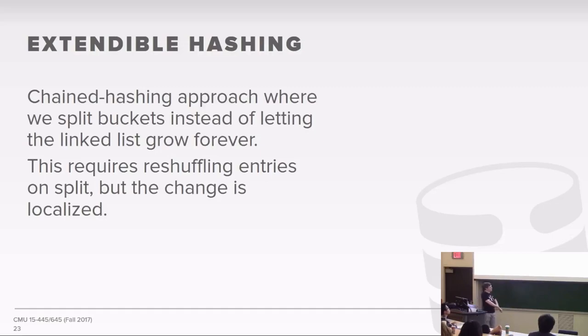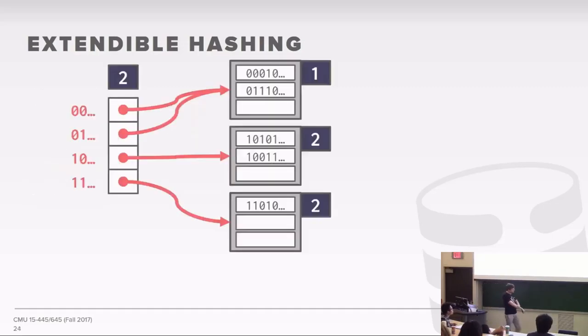So again, let's look at an example here. I have four slot offsets, and then I have three buckets. So the first thing is that we have this thing called the global counter. And the global counter is going to tell us the number of bits in our hash function output that we want to use to figure out the location of a key that we're looking for.